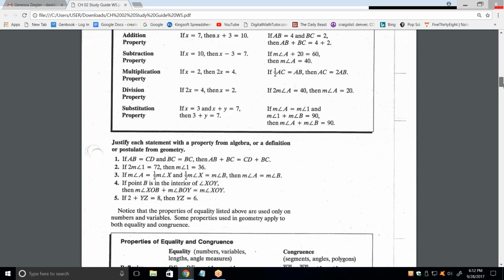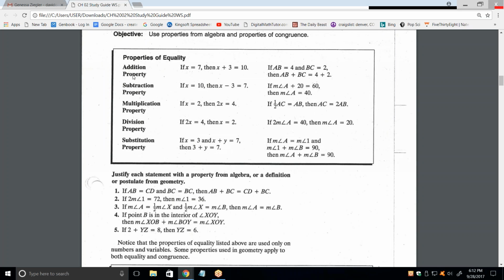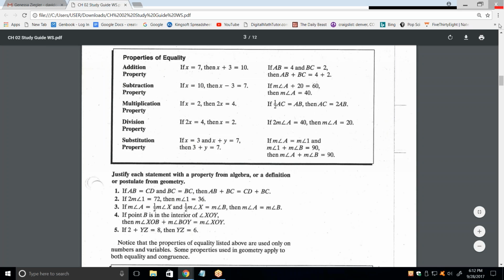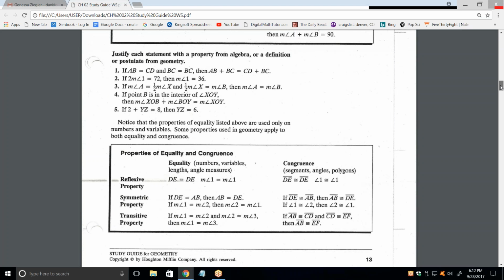Okay. Properties of algebra, we've covered these. So let's go through. Is one a problem or, yeah? In other words, these aren't example problems. This is one of your study problems, right? Yeah. Number one? Okay.